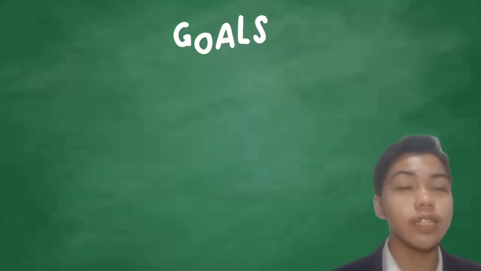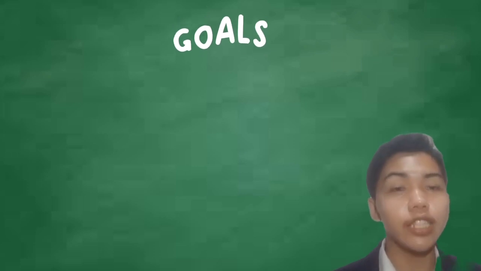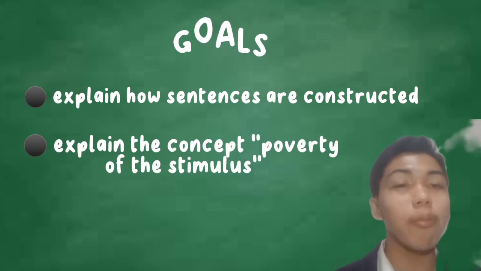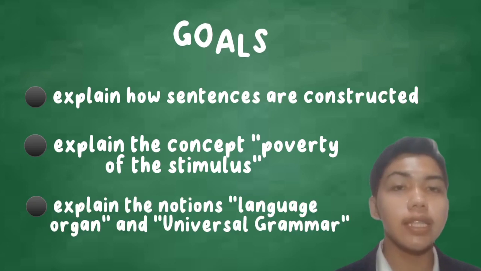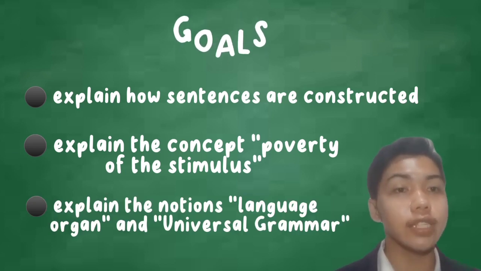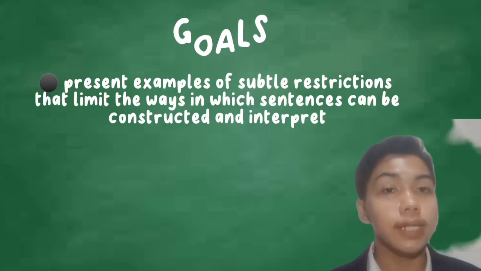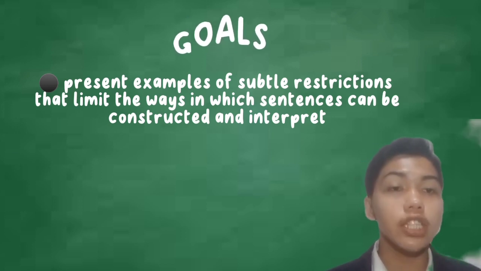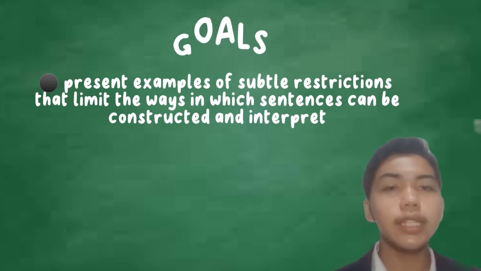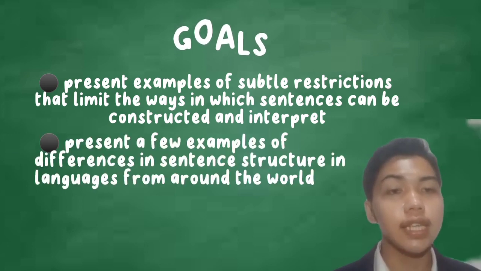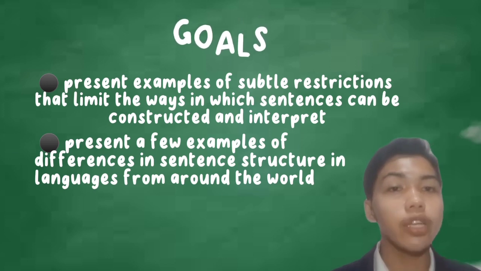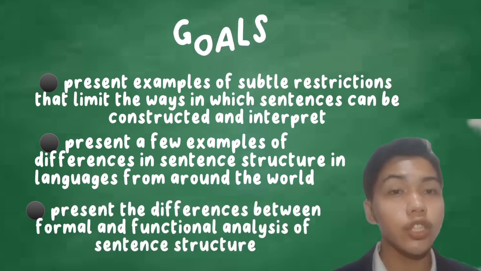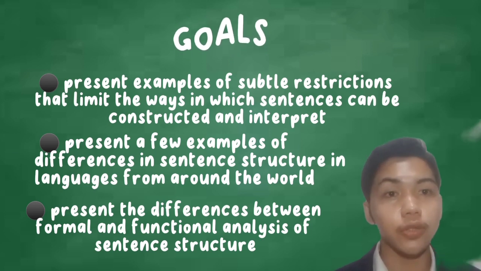So these are the goals of this chapter. The goals of this chapter are to explain how sentences are constructed, explain the concept of poverty of the stimulus, explain the notions language organ and universal grammar, present examples of subtle restrictions that limit the ways in which sentences can be constructed and interpreted, present a few examples of differences in sentence structure in languages from around the world, and present the differences between formal and functional analysis of sentence structure.